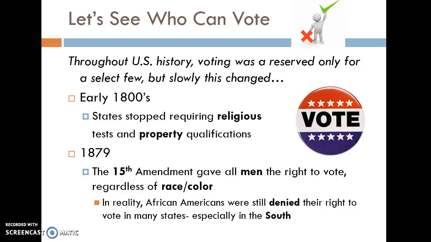In 1879, the 15th Amendment ends up passing. This is about 15 years following the end of the Civil War, and it would probably have come about a little bit sooner, except some presidents were opposed to it. But the 15th Amendment gives all men the right to vote, regardless of race.